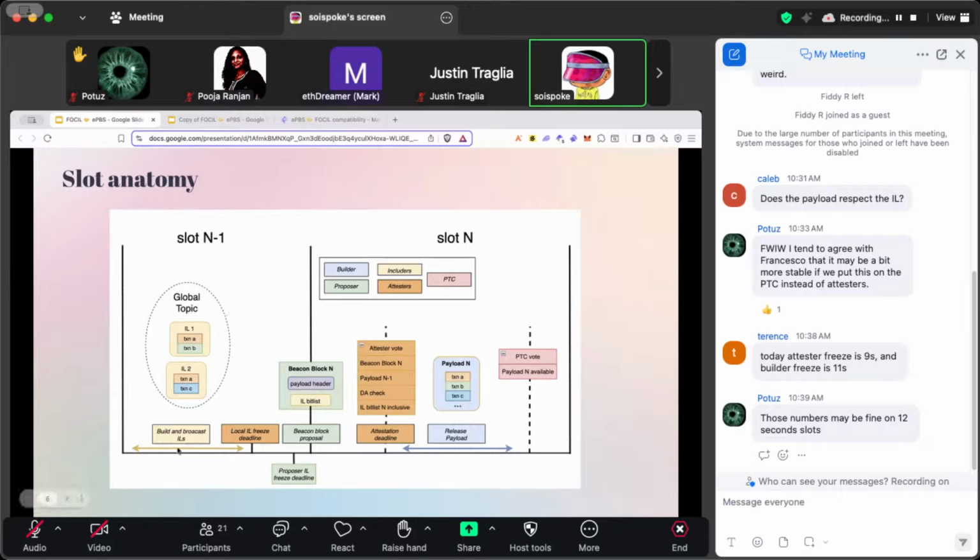Like having this much time dedicated to building and broadcasting ILs, that could be pushed way further, a lot more, a lot earlier.